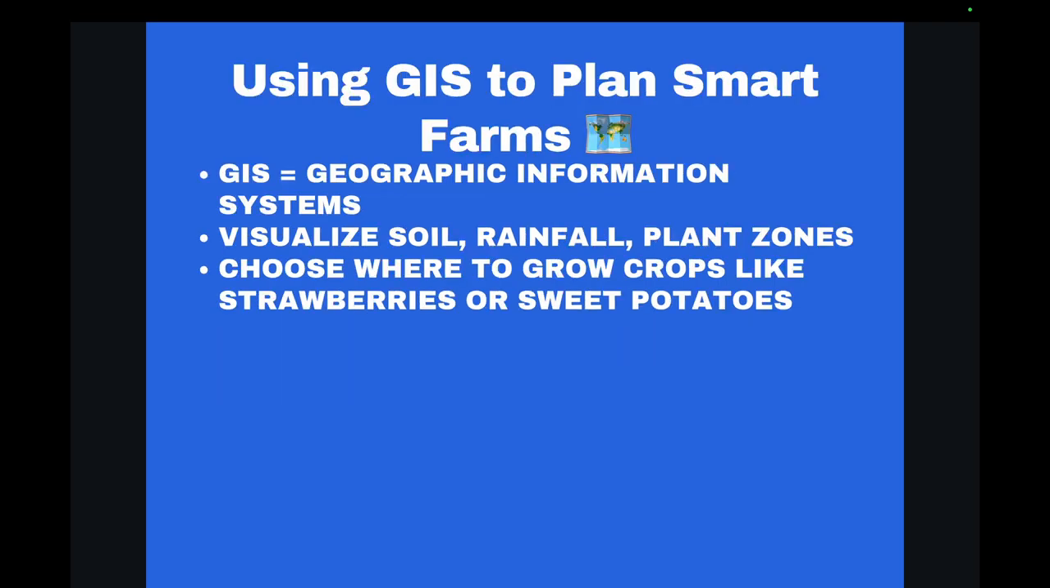And then what about GIS? Hopefully, since you're in the GIS division, you know what GIS stands for: Geographic Information Systems. So the use case we're going to be walking through today is visualizing soil, rainfall, and plant zones across the United States, and you will get to choose different crops that you want to grow. So I'll make sure to send it in one more time in the chat for everyone here.